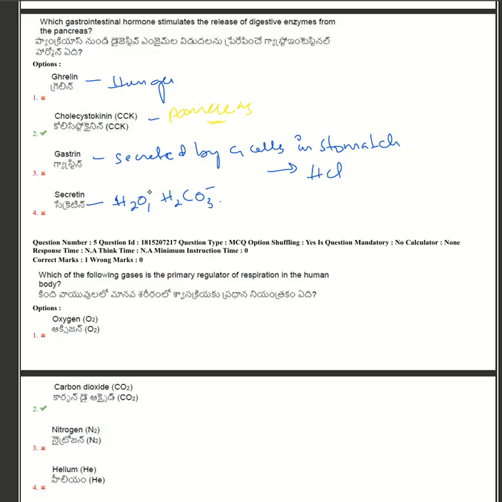Then gastrin is secreted by the G cells. They are secreted by the G cells in the small intestine, and they are responsible for the secretion of HCl in the stomach. And secretin is for water and bicarbonate secretion. Okay.